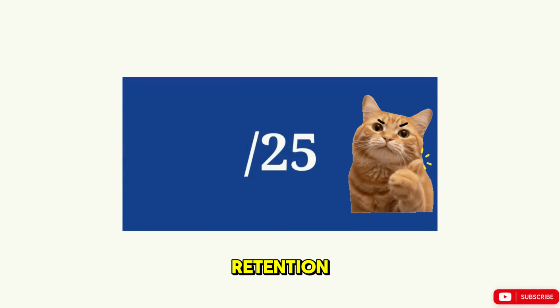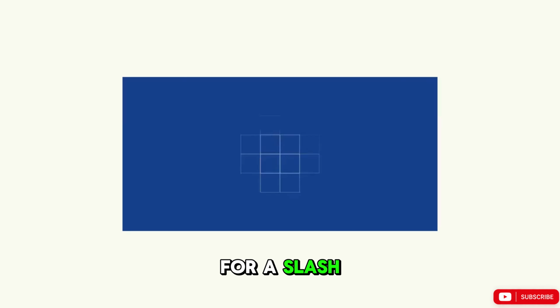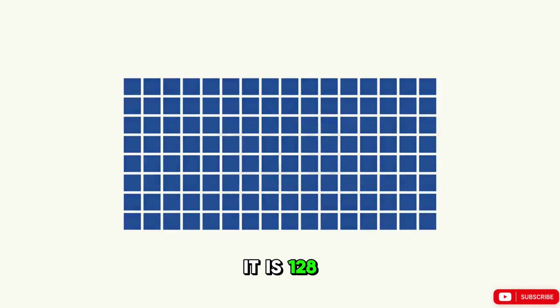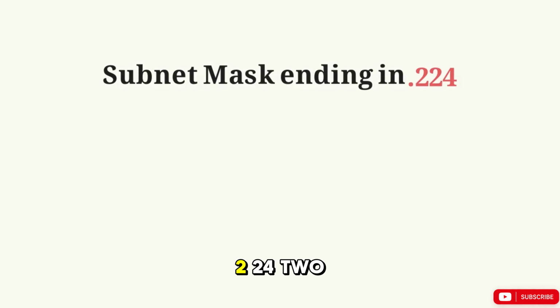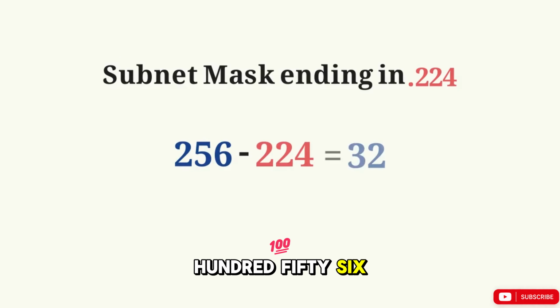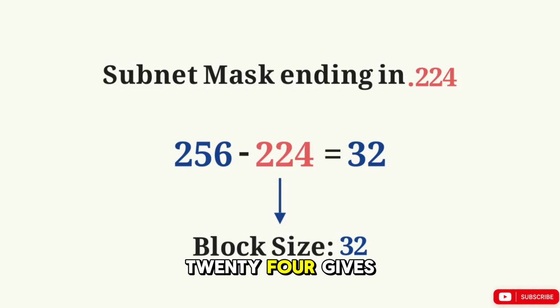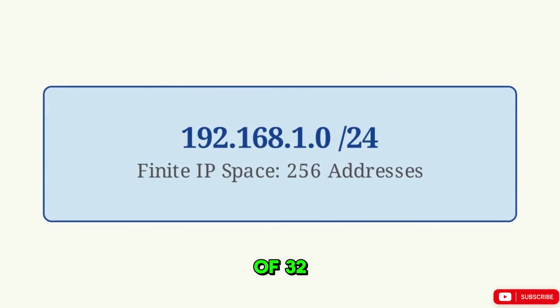Let's check your retention. What is the total address count for a /25 subnet? It is 128 addresses. Now, what is the block size of a subnet mask ending in 224? 256 minus 224 gives a block size of 32.